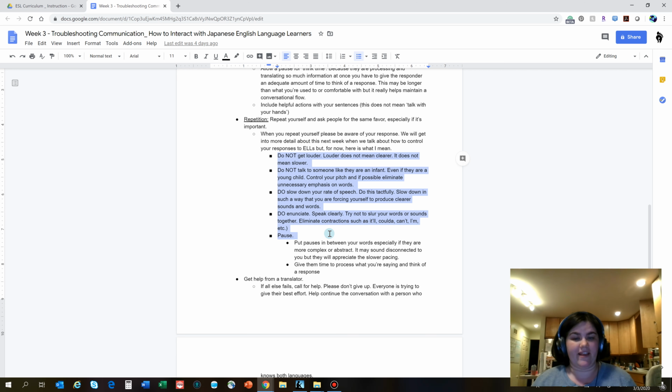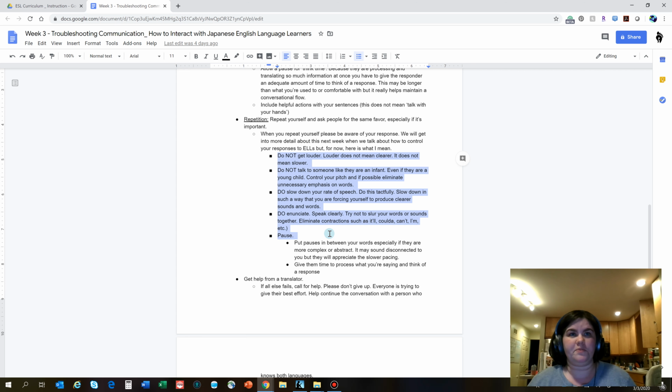Do not talk to somebody like they're an infant. This means control your pitch. So sometimes when we're talking to people, especially young children, we tend to get up really high and talk really softly and really sweetly because that's what we think they need in order to understand. But if they're older, or even if they're really younger, it could mean that you're undermining them, that you're kind of demeaning them. So really try to control your pitch and talk as naturally as possible.